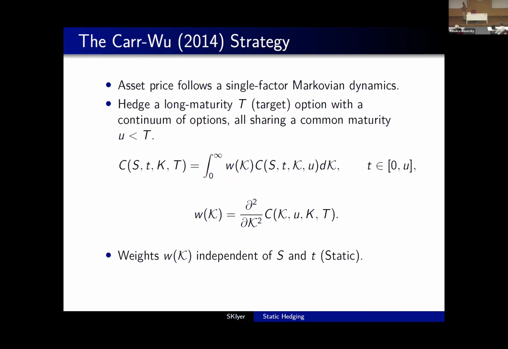So now the interesting thing to notice here is that these weights are independent of small t, right? And that's what makes this static. So you set up this hedge at time 0, and then this hedge lasts up to time u. And if you have in your portfolio this continuum of options of all strikes kappa, then the left-hand side exactly matches the right-hand side.